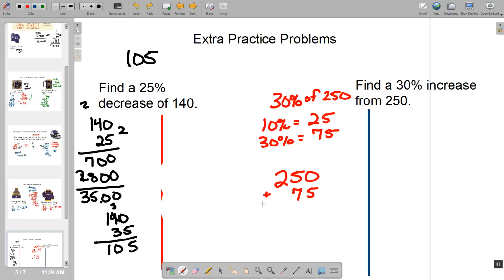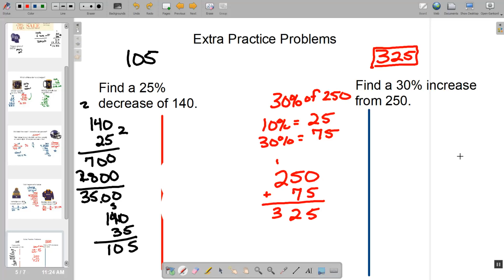And if you noticed in the last video, we did mostly decrease. Well, that's because it is far more likely for you to get percent decrease because of sales in real-world problems at your age. But percent increase is just as common.